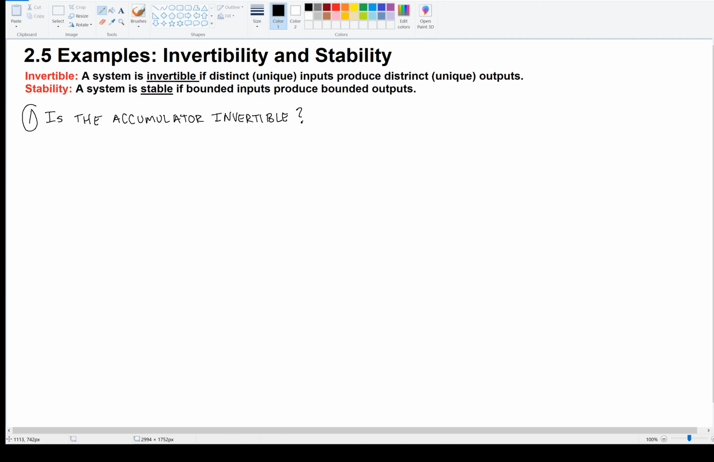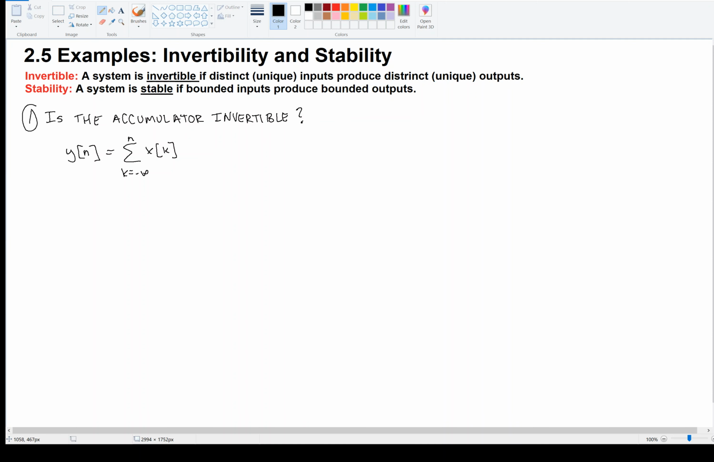Okay, so in the first example, I want to consider, is the accumulator invertible? The input-output relationship of the accumulator is this one, which we've seen many times now: the value of the output right now is the sum of all of the values of the input up until and including right now. So we write that like this. Now you might guess that this is invertible.